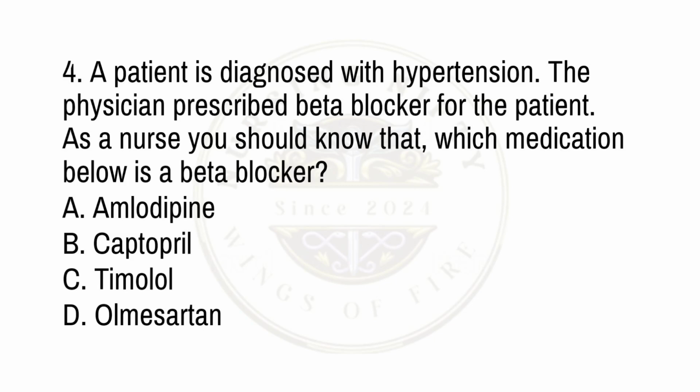Timolol. So remember, most beta blockers end in -lol for their generic name. Timolol is often prescribed for open angle glaucoma in a drop form and in hypertension in an oral form. So captopril is an ACE inhibitor, amlodipine is a calcium channel blocker, and olmesartan is an angiotensin II receptor blocker.